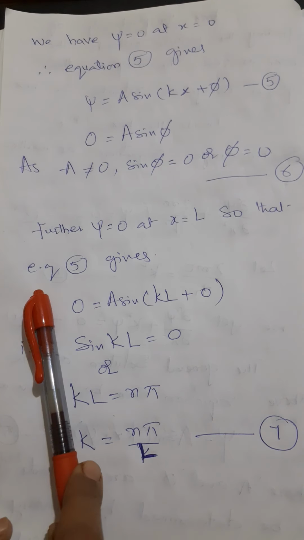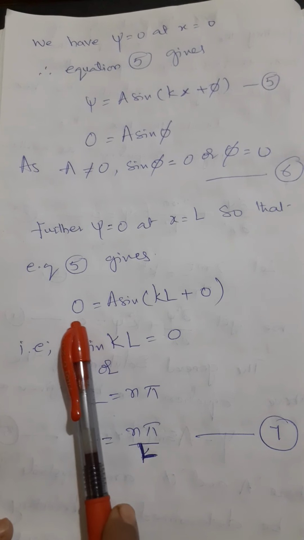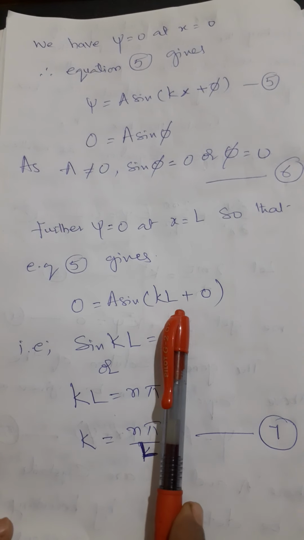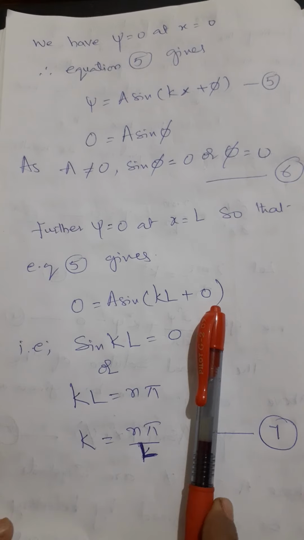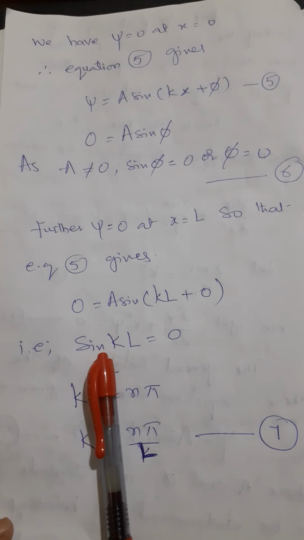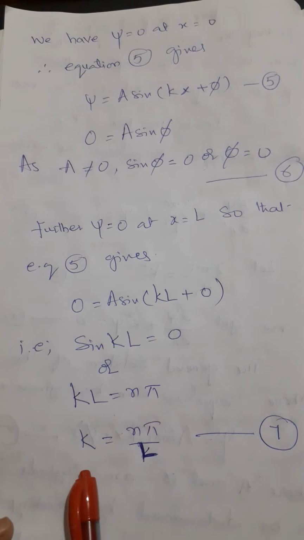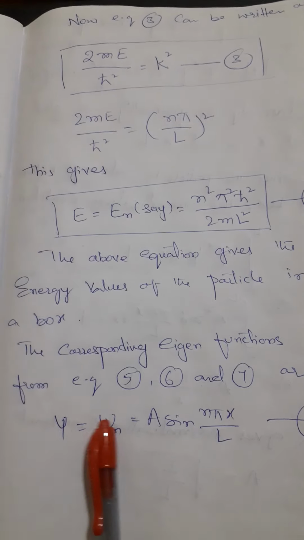So now equation number 5 can be written with psi equal to 0, and in place of x we substitute the value of L. So that gives a sin kL plus 0. Next, that can be written as sin kL is equal to 0, or kL is equal to n pi, or k is equal to n pi by L. Let us take this as equation number 7.